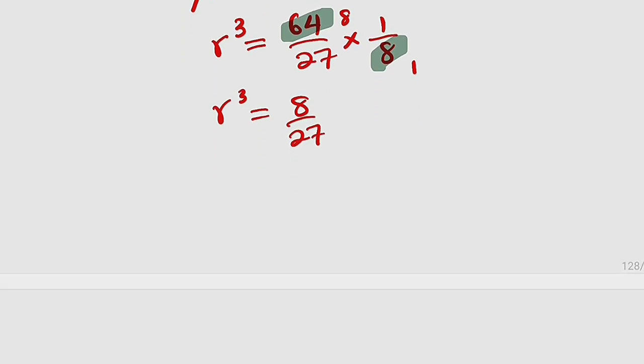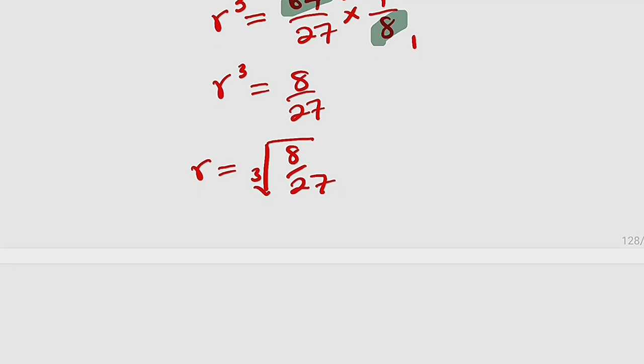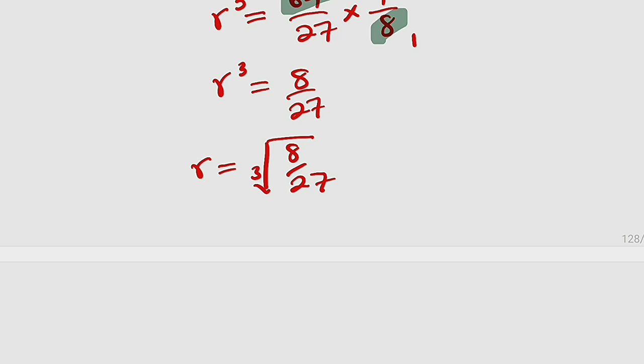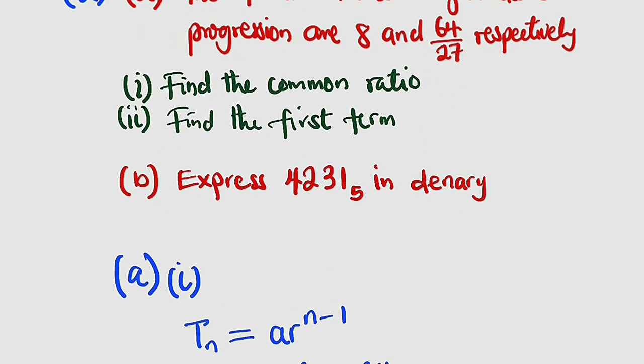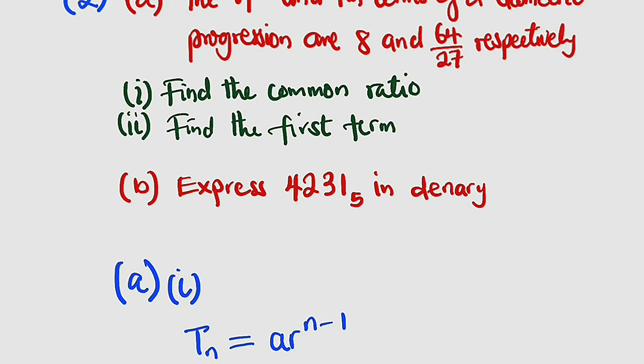To find the value of r, we take the cube root of both sides. Therefore, r is equal to the cube root of 8 divided by 27. We know that the cube root of 8 is 2 and the cube root of 27 is 3. Finally, r is equal to 2 divided by 3. As simple as that. Now moving on to Roman 2 of A part, where we are asked to find the first term.